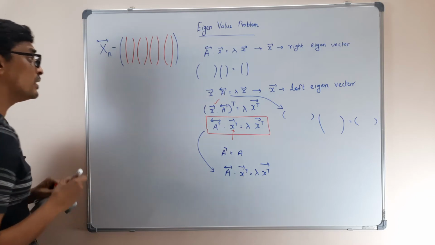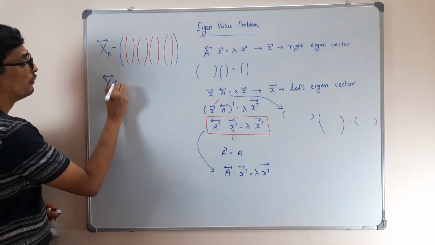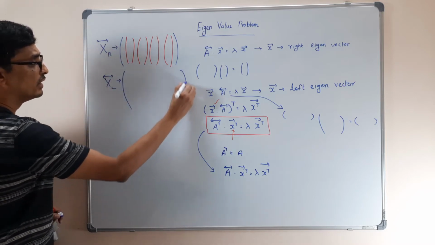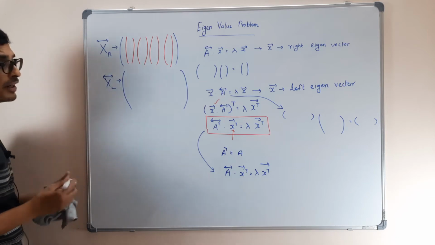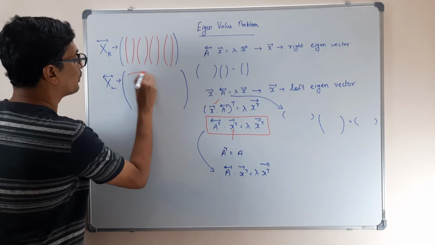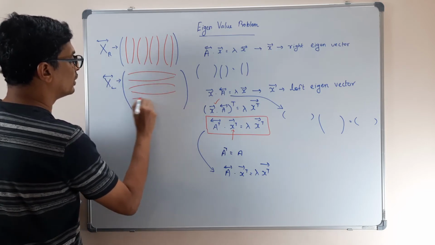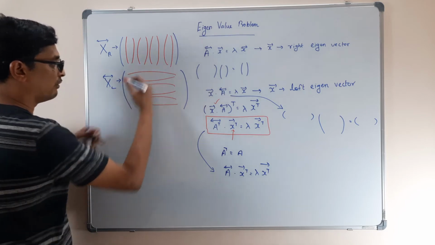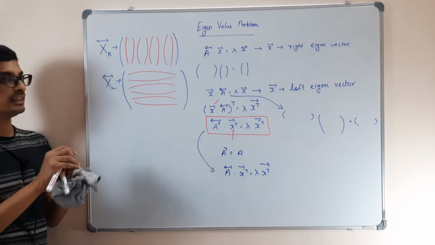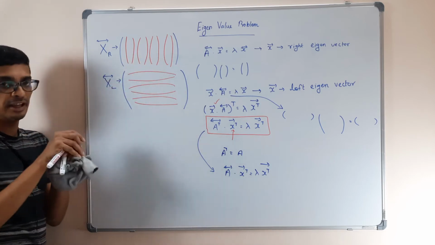And similarly, I can also make one square matrix XL, which is again a collection of left eigenvectors. Left eigenvectors are basically row vectors, so we put all the left eigenvectors as rows, and collectively call it XL. So XL is a square matrix which is a collection of all our left eigenvectors.